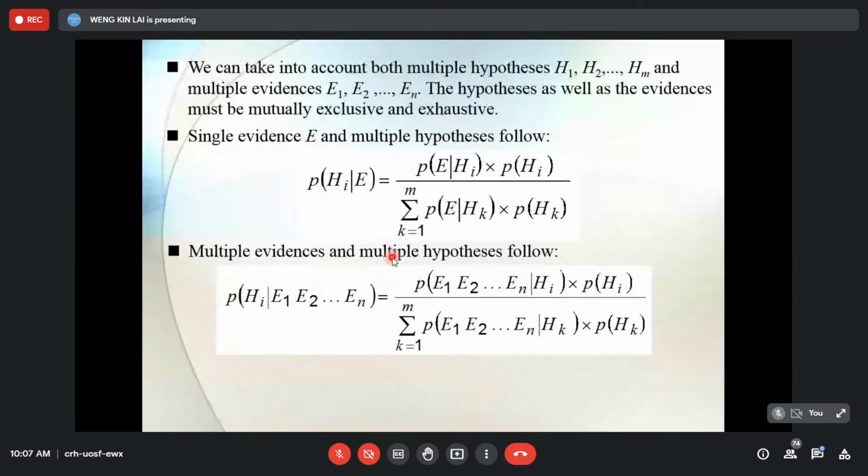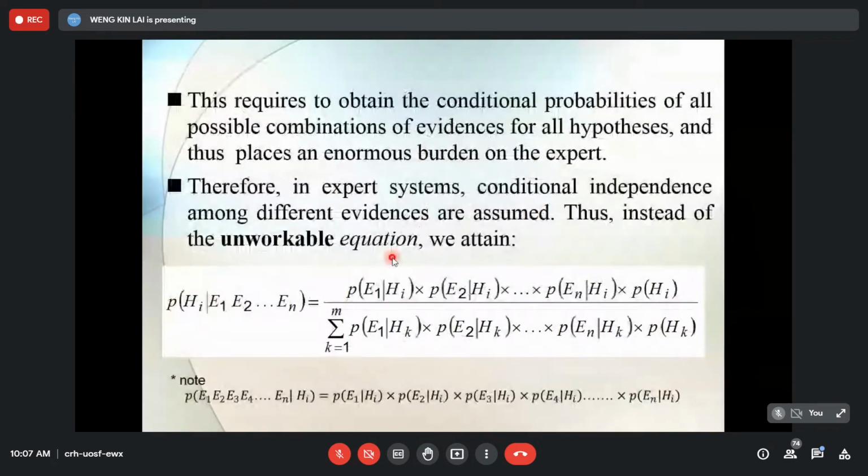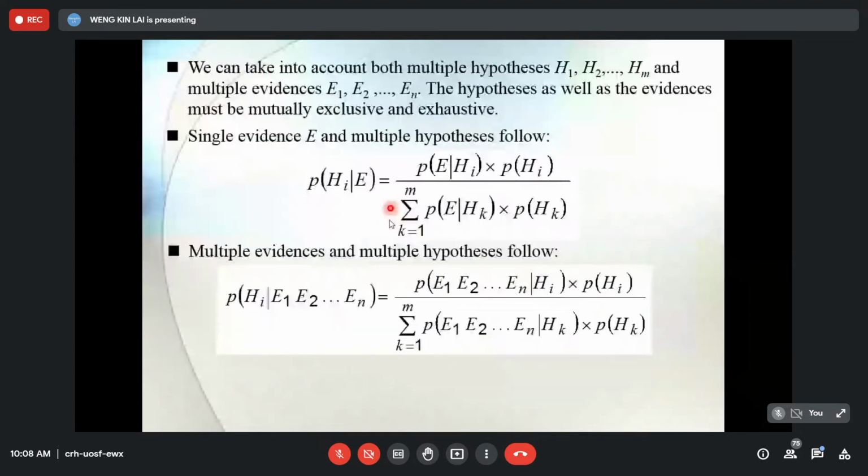Then we expanded it in terms of not just one evidence, but many evidences, and also many hypotheses. But don't forget that all these conditional probabilities, for all the possible combinations of all your evidence and all the hypotheses, have to be obtained from your expert. This places an enormous burden on the expert to tell you what the conditional probability is for each. So in a way this doesn't work, because it's difficult to get the numbers.